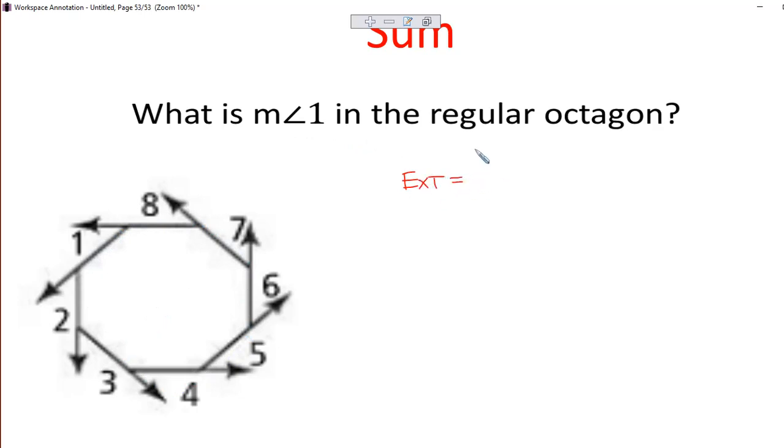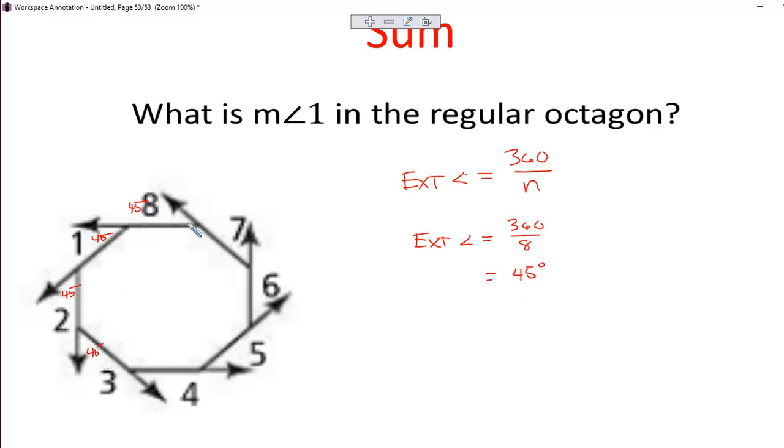So, to find your exterior angle in a regular polygon, you're going to take 360 and divide it by the number of sides, n. In this case, to get our exterior angle, we take 360 and divide it by 8. So our exterior angle would be 45 degrees. That means angle 8 is 45, angle 1 is 45, angle 2, and so forth.